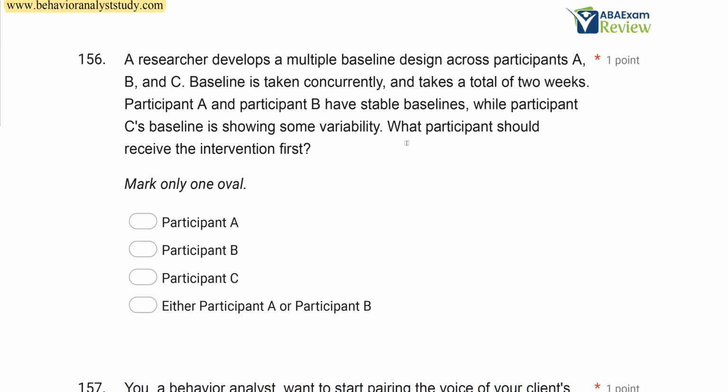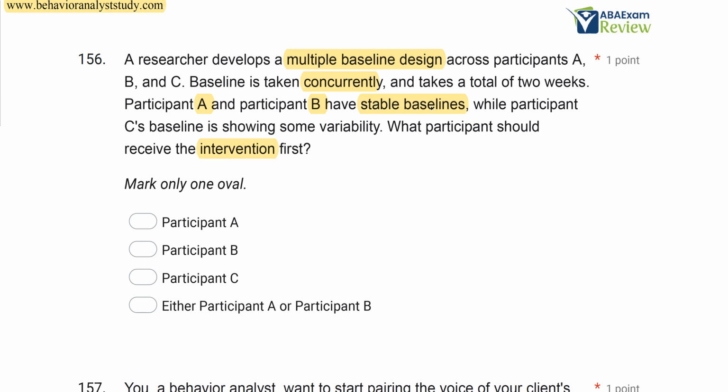All right, the question is specifically asking about the participants and who should receive the intervention first. We're simply reiterating that to make sure we know what the question is asking about. You should do that for every single question. Now, this is a multiple baseline design across participants, and it's concurrent. So we're taking baseline on A, B, and C all at the same time. It takes 2 weeks. At the end of those 2 weeks, A and B have stable baselines.